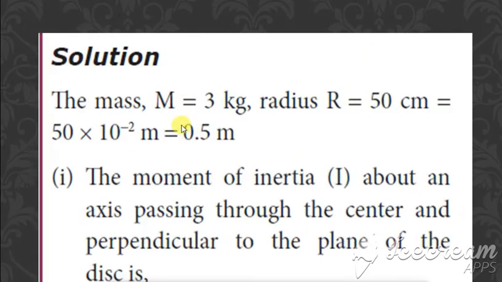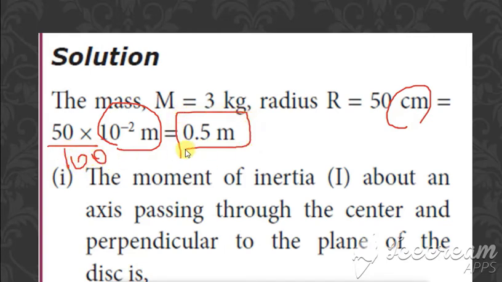So for the first condition, let us take the value of m, which is 3 kg, and r is 50 centimeter. Centimeter we have to convert into meter, so it is 10 power minus 2. This can be written as 50 divided by 100. So we are getting 0.5 meter.